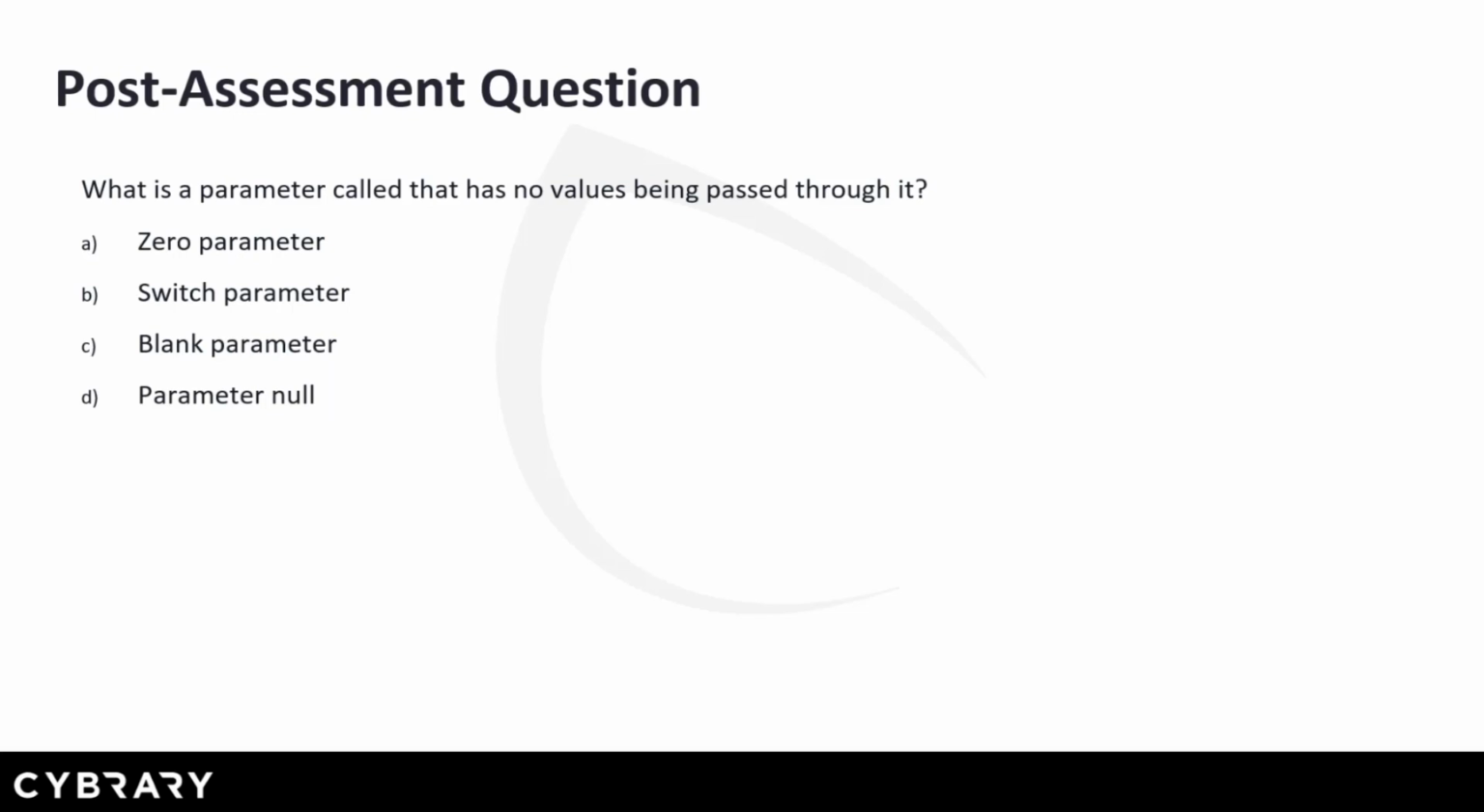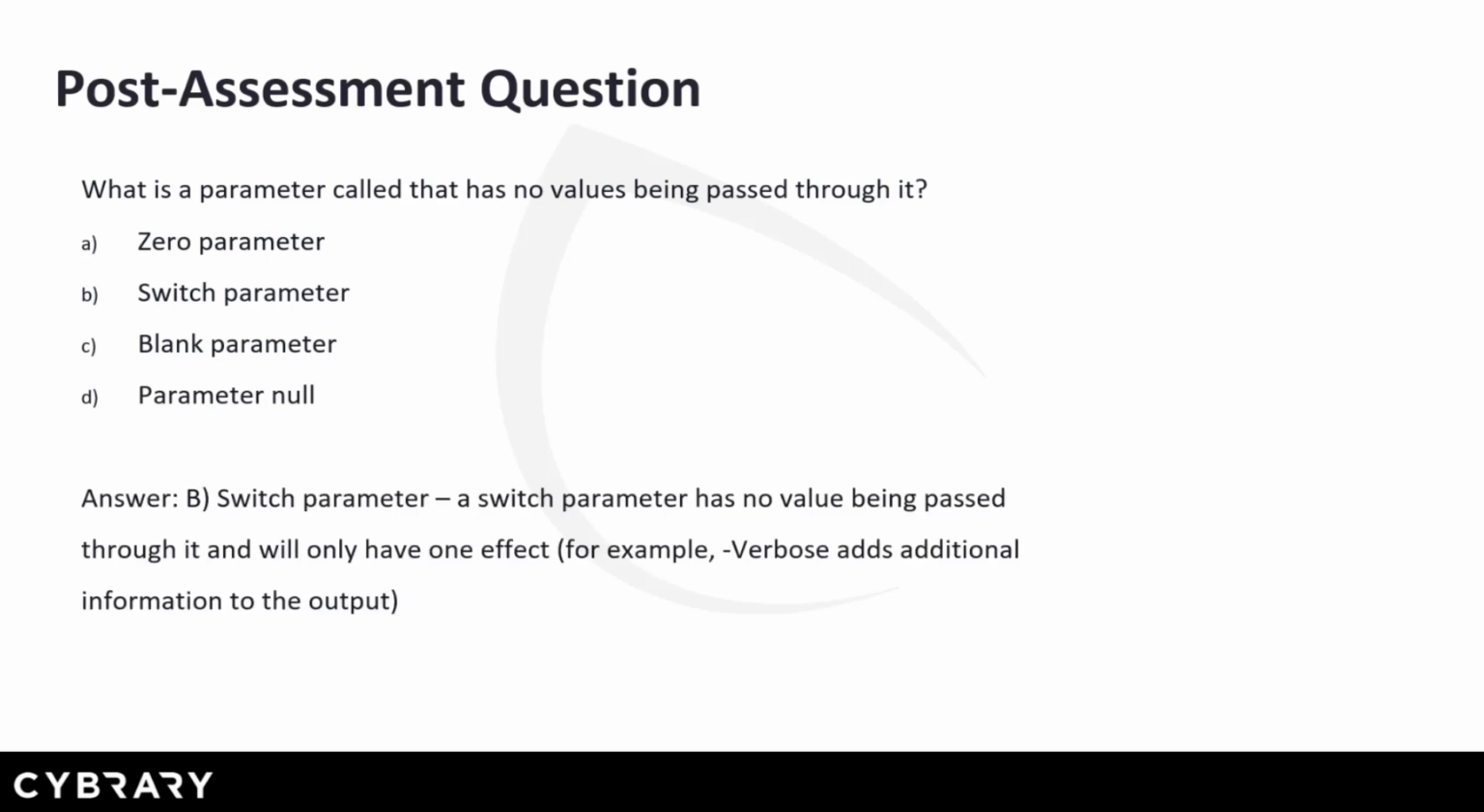All right, so our answer here is B, a switch parameter. A switch parameter has no value being passed through it and will only have one effect. For example, in our example earlier, Verbose. Verbose is put there to add additional information about the output of the item.